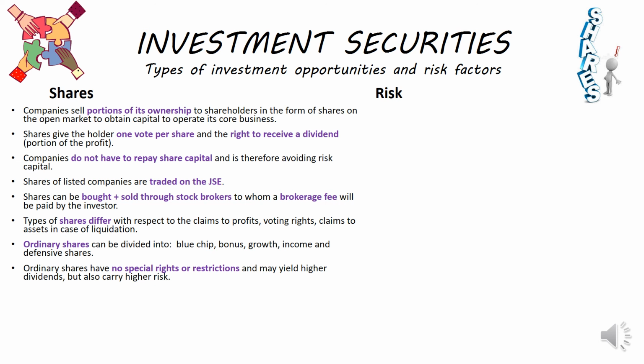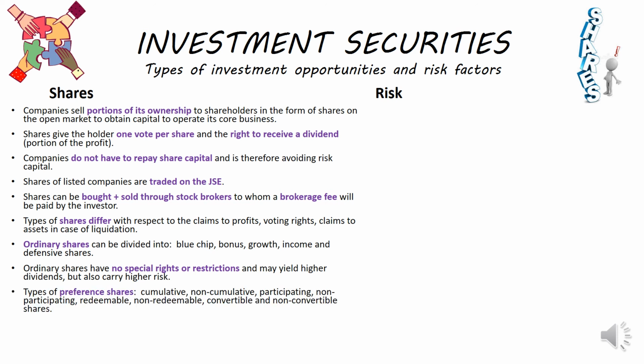They may yield higher dividends. In certain cases, they will earn a higher dividend than a preference share, but their risks are higher. That's why the dividend is higher. Remember, we said high risk, high return on investment. Types of preference shares will include cumulative or non-cumulative, participating or non-participating, redeemable or non-redeemable, and convertible or non-convertible.